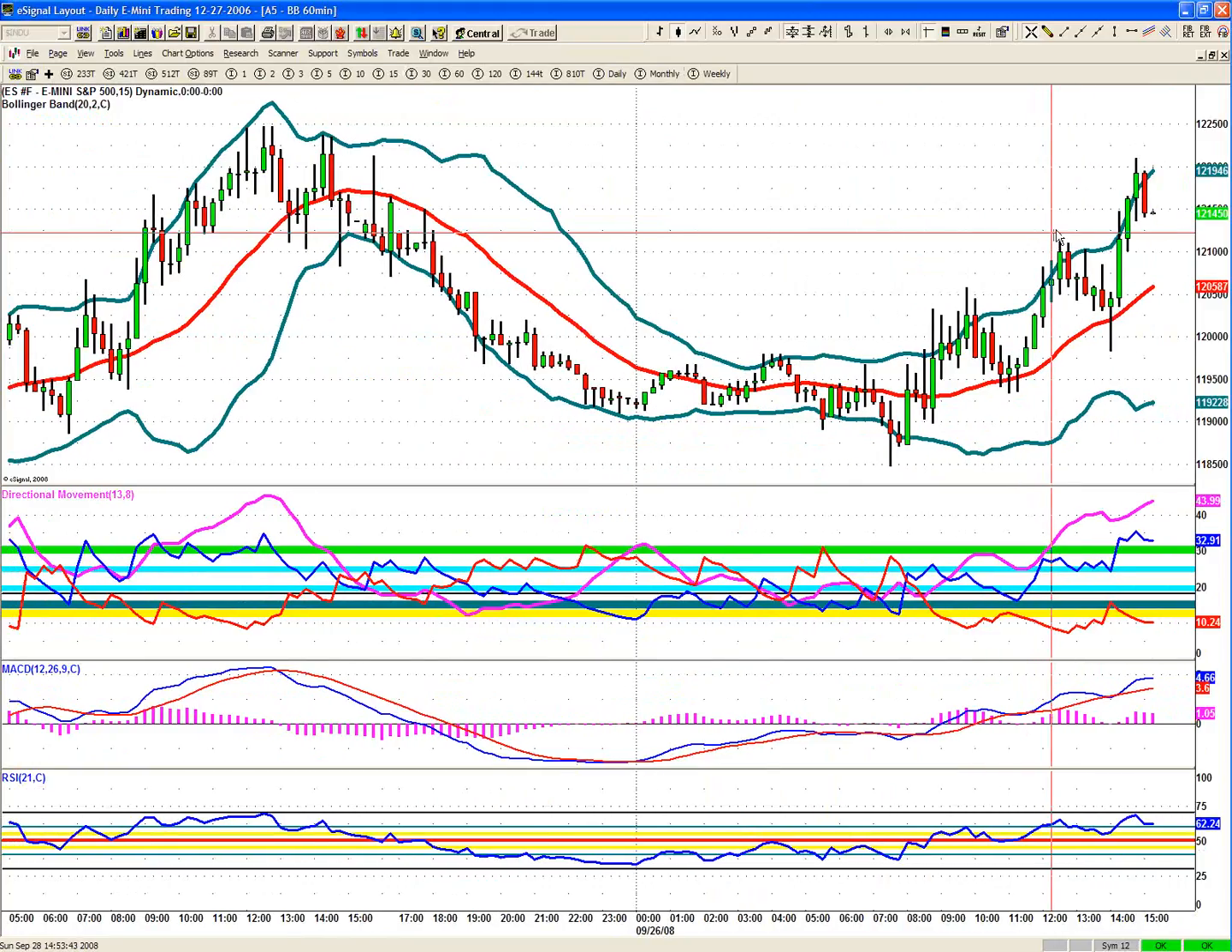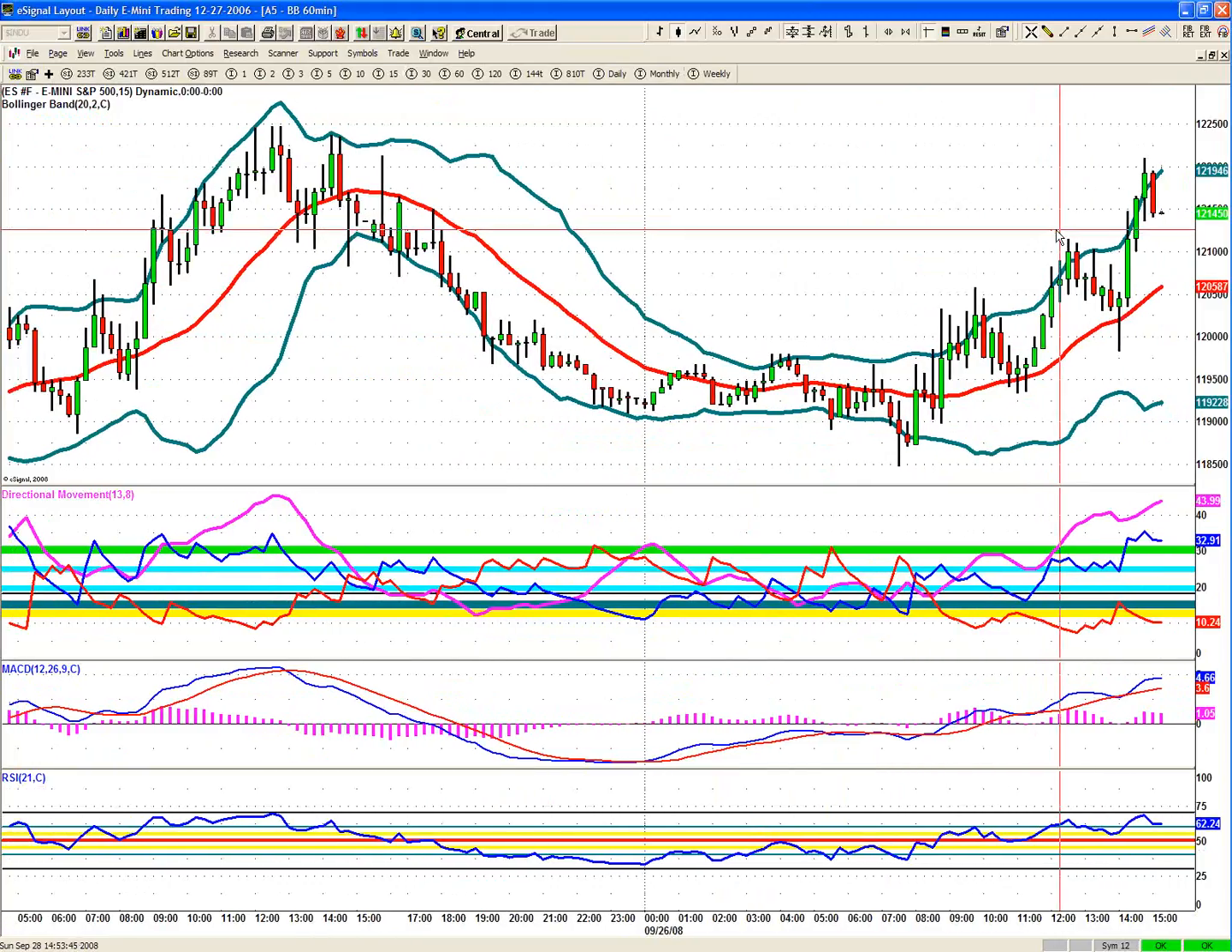Yes, Joe has another follow-up question. For overnight traders, could there be a setting that can be used for the ADX to improve the reading?